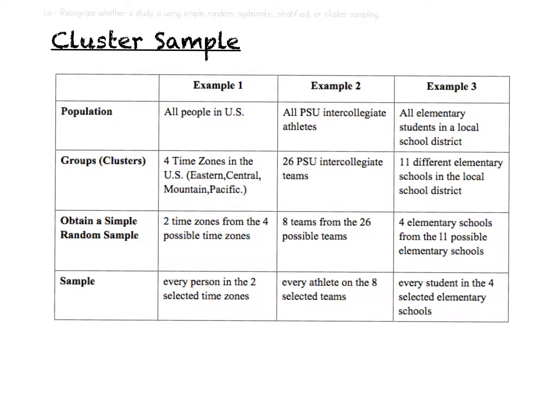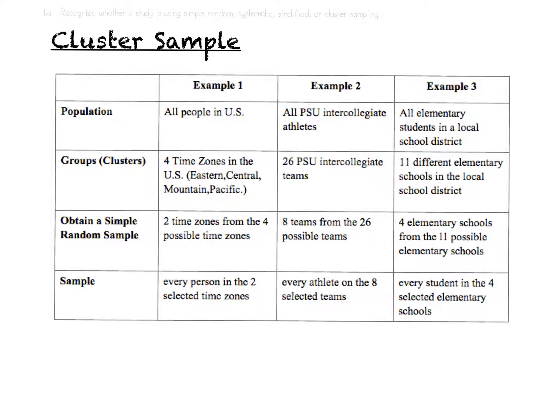The other example is all elementary students in a school district. A natural cluster would be students at different elementary schools, so those would be my clusters. I do a simple random sample to choose 4 of them, and then I survey every student at one of the selected cluster elementary schools. The advantage of this is that people are naturally grouped together, so it's a lot easier to go to 4 different elementary schools and survey all of the kids.